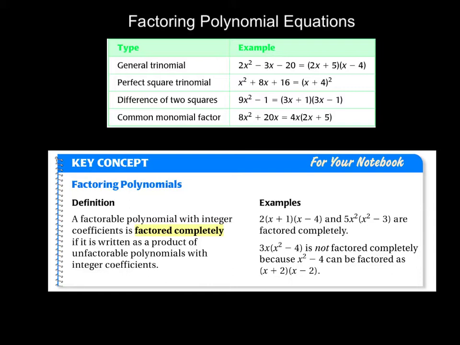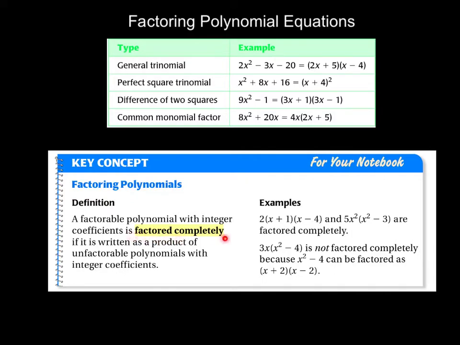And the last here is the common monomial factor. This refers to Mr. Breckland's number 1 rule of factoring. Always factor out a common monomial first if you can. So 8x squared plus 20x. Both of these monomials have a 4x in common, and once we factor that out, we're left with 4x times 2x plus 5.